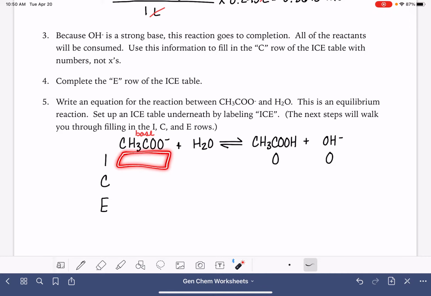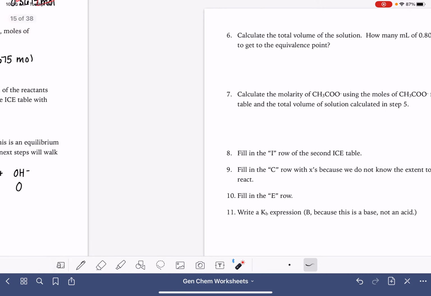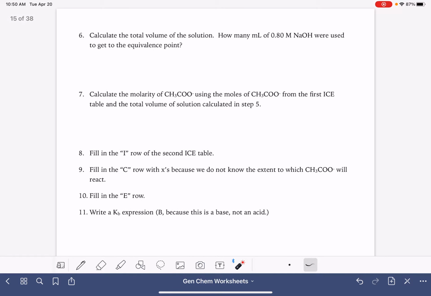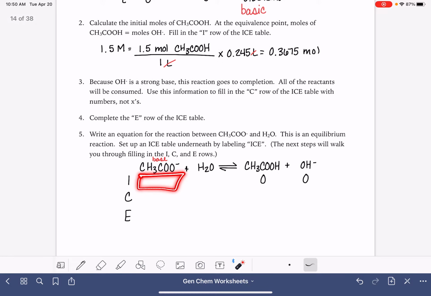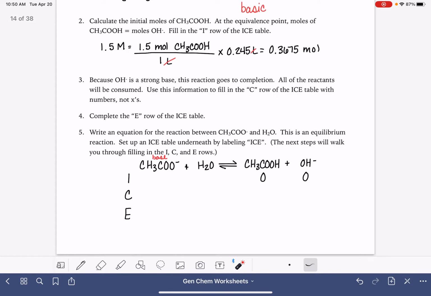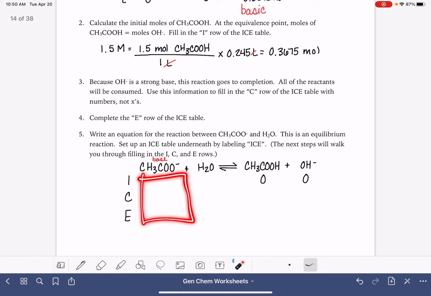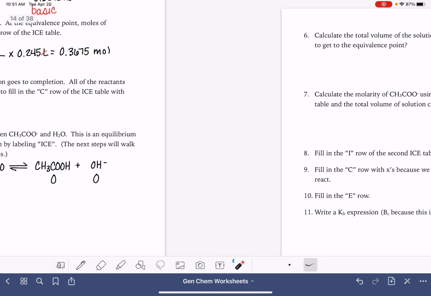So how much of this do we have? Like, what exactly is there? Let's take a look at the next page. It'll help us figure this out. First thing we need to do, let's go back to this. We need to know what this number is right here. Now, currently what we know is that we have 0.3675 moles, but these ice tables typically are done in units of concentration. We could put the 0.3675 moles in here if we wanted, but it would be better if we could actually put this in terms of molarity. So let's get ready to calculate the molarity of the CH3COO minus.